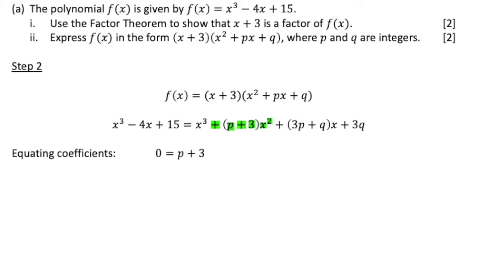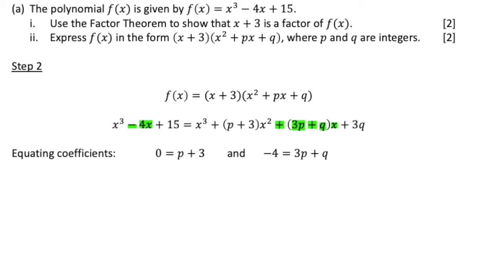Let's go down to the next power of x, that's x to the power 1. Here I've got terms on both sides. On the left hand side I have negative 4x, and on the right hand side I've got positive 3p plus q lots of x. So those two coefficients, the negative 4 on the left and the 3p plus q on the right, must be equal. So that gives me another little relationship involving p and q.